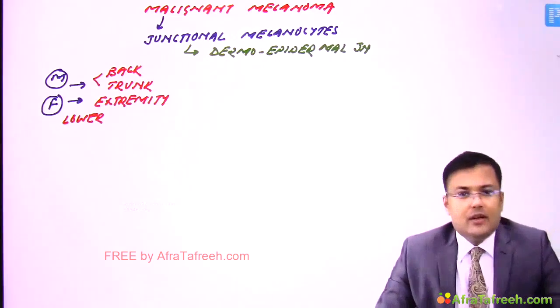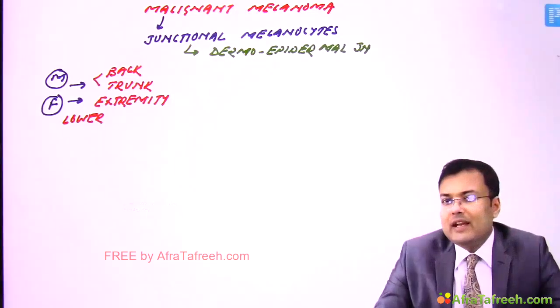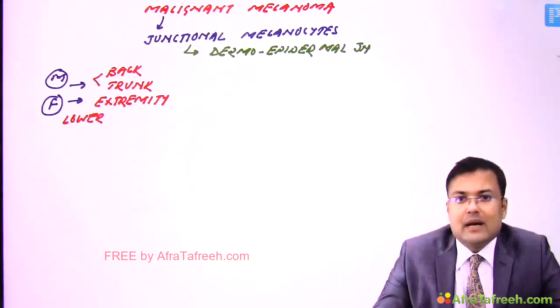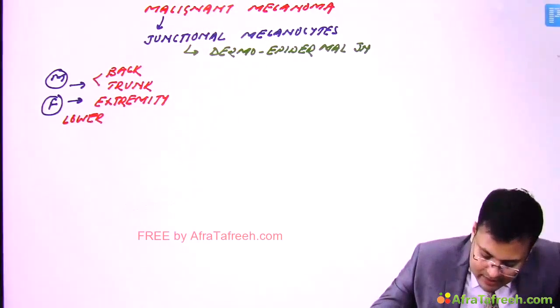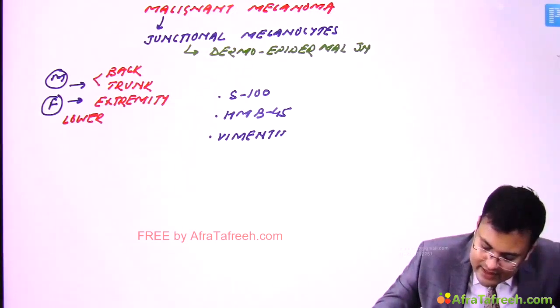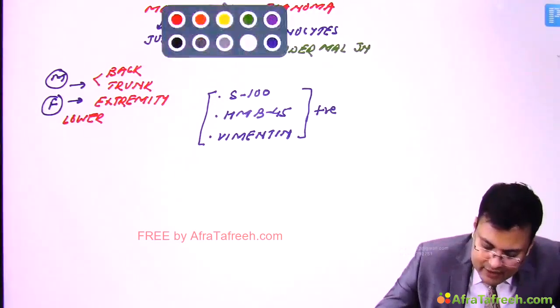In NEET PG this question was asked and markers were given related to malignant melanoma. The question was which markers are positive and which markers are negative. You are supposed to remember. So in malignant melanoma it is positive for S100, HMB45 and Vimentin. It is positive. And which one is negative?